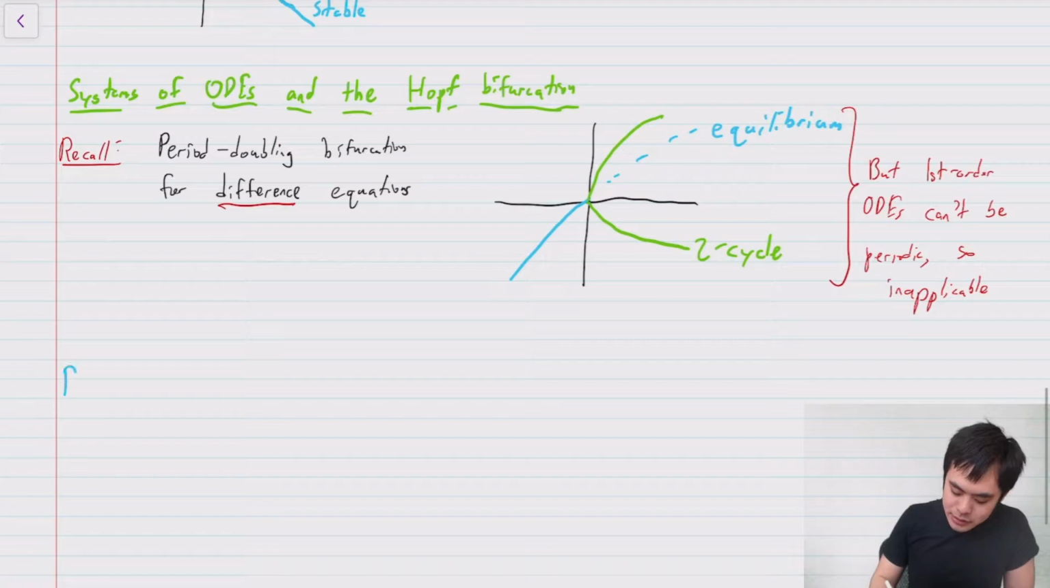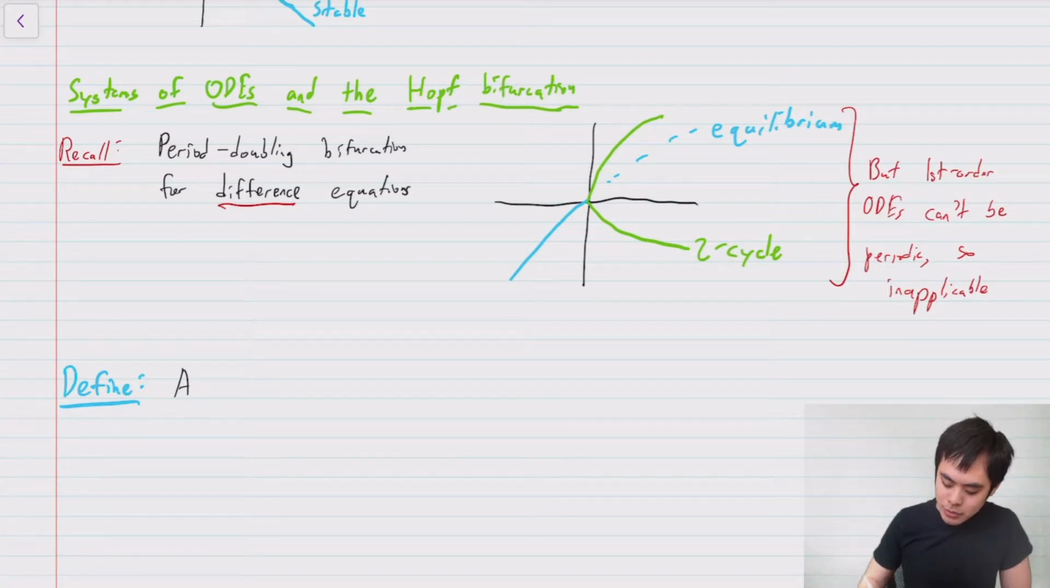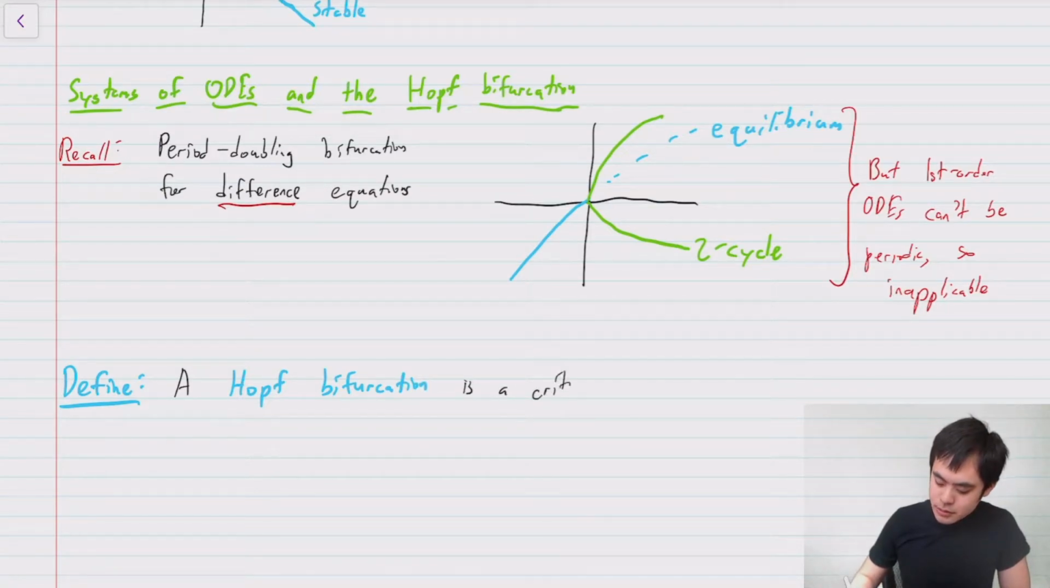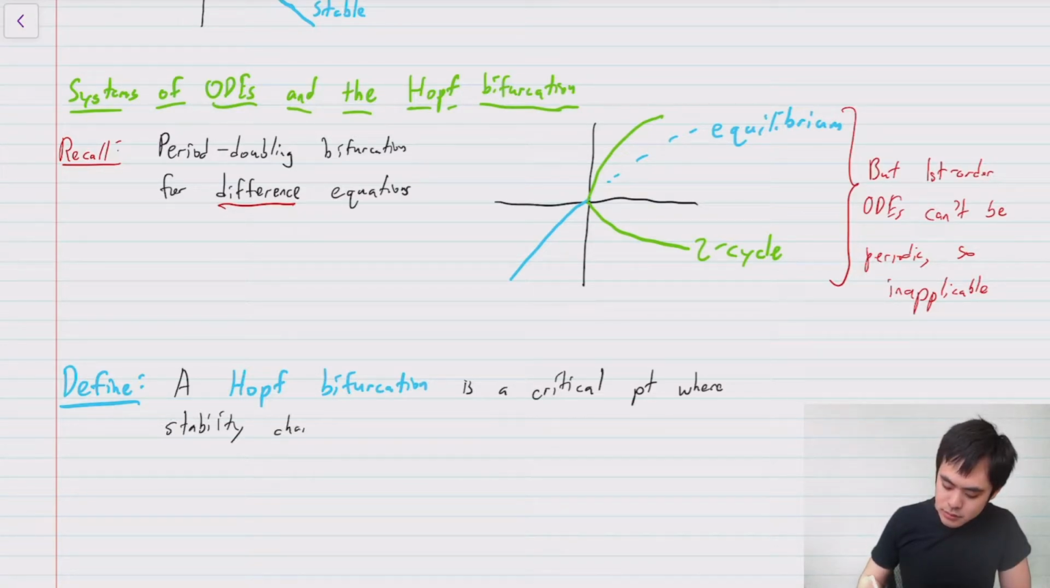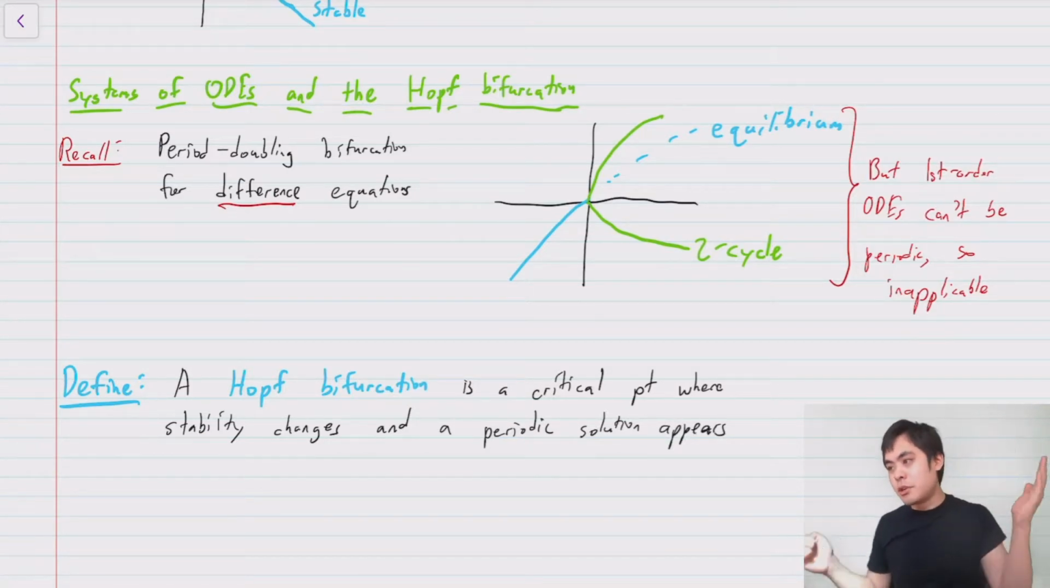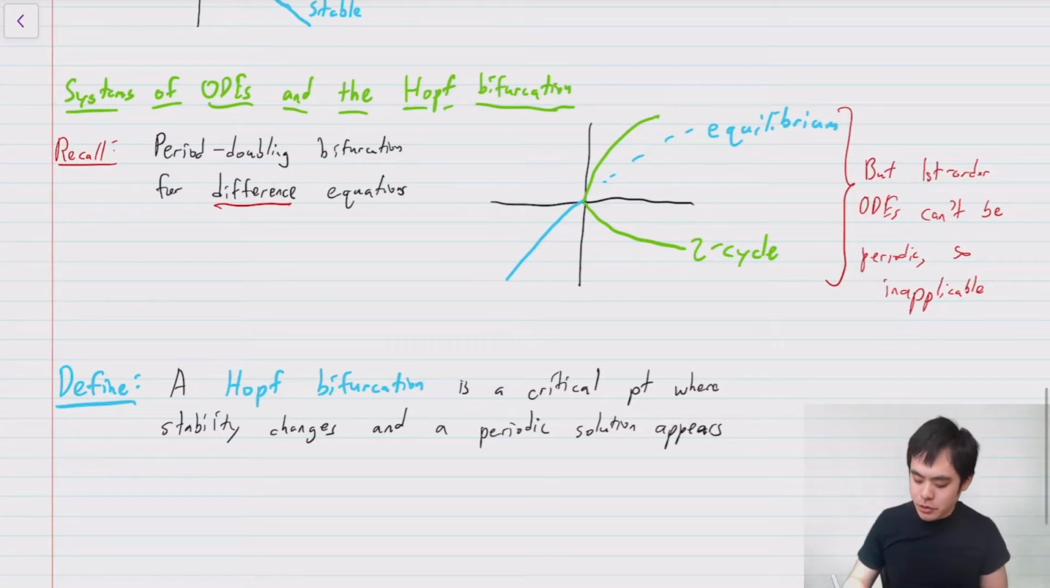And to that end, let's go ahead. This is a little bit more complicated, but let's define the Hopf bifurcation. I'm going to define it a little bit hand-wavy here, but a Hopf bifurcation is a critical point where stability changes, the standard thing, and a periodic solution appears, or disappears, depending on which way you're going. So this is going to be a Hopf bifurcation.